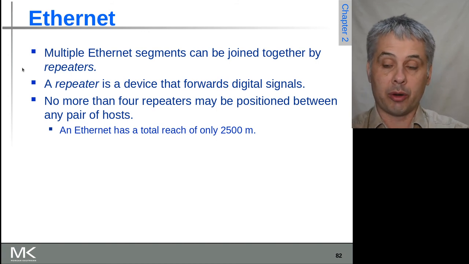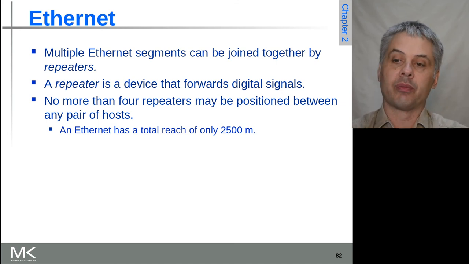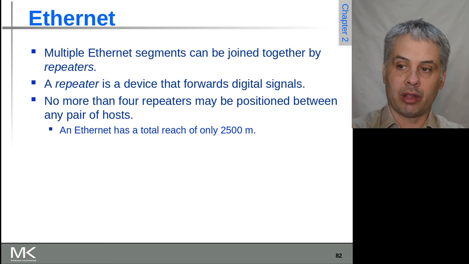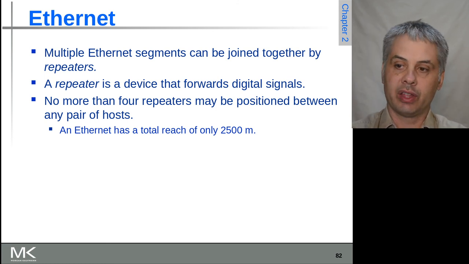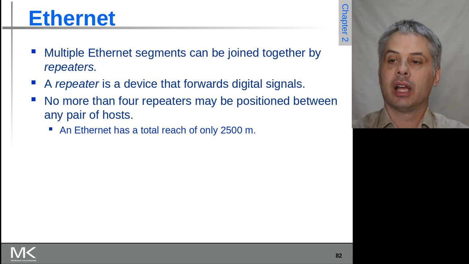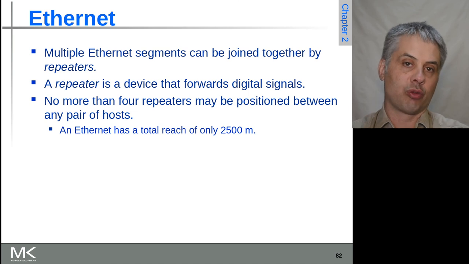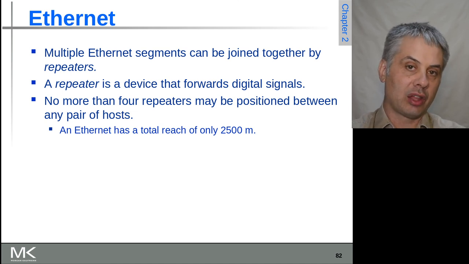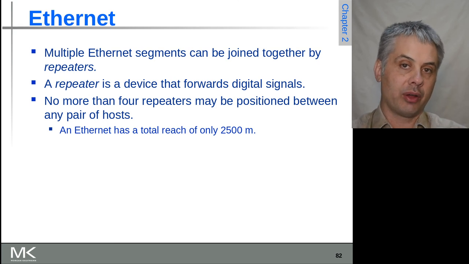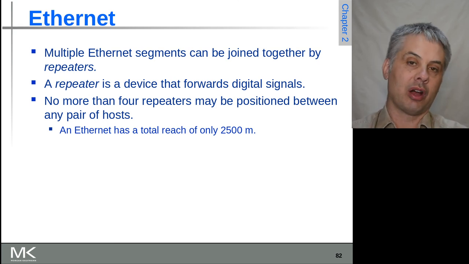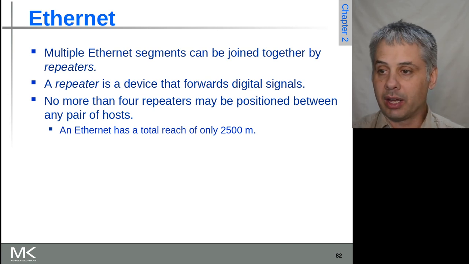But you can also have multiple Ethernet segments and multiple Ethernet cables joined together by repeaters that forward the signals. There are limits on how many repeaters you could have, which thus limited the total length of an Ethernet network. Every time you extend the length, you're increasing the round trip time, and then things like the carrier sense and collision detection mechanisms, which rely on round trip time being low enough to reliably detect when these events are occurring, start to break down.